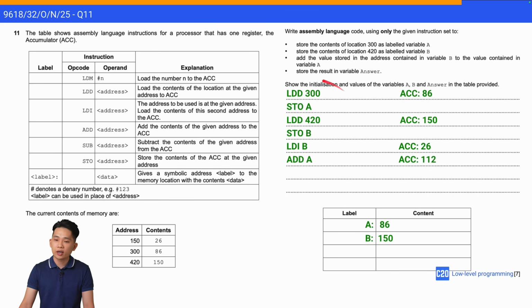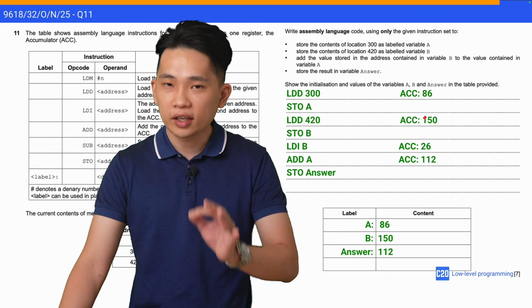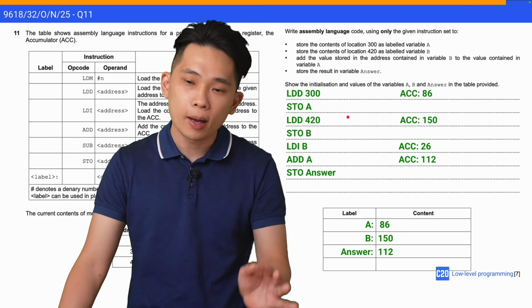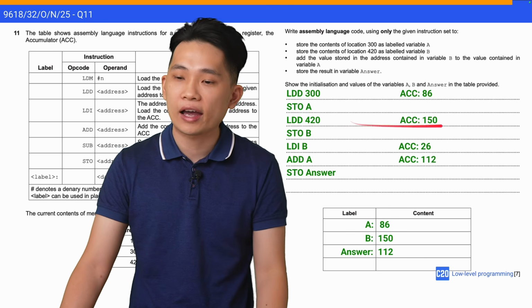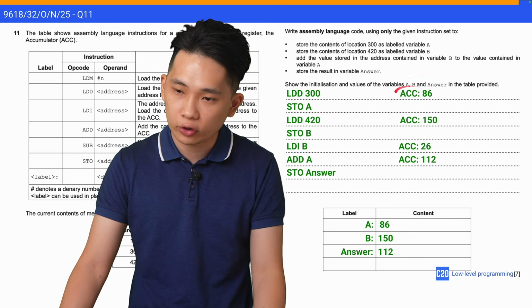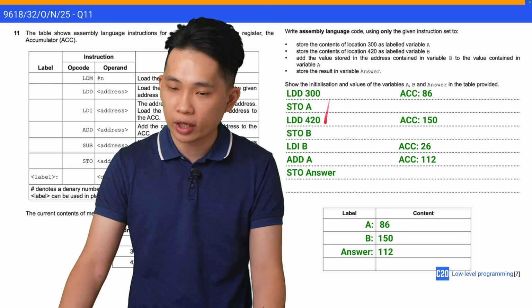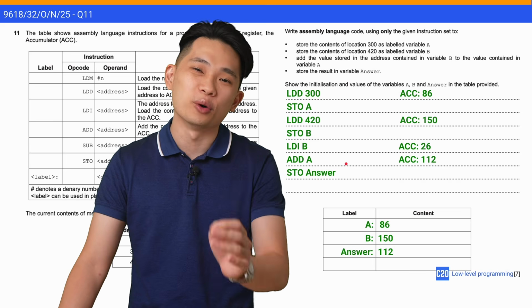And finally, I have to store the result in variable answer. So STO answer. And then not to forget to update this table here, which is answer colon 112 here. So this question might look a bit complicated at first, but if you follow my steps here, whereby I show all these ACC values as we trace through this assembly language instruction, it's actually quite doable.